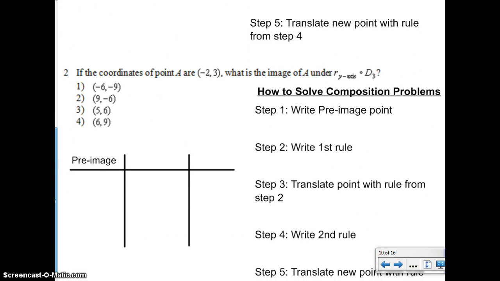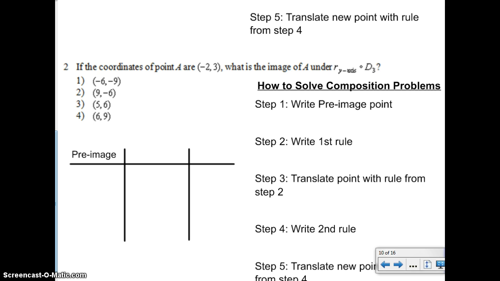Ooh, multiple choice. It says if the coordinates of point A are -2, 3, what is the image of A under a reflection in the y-axis and a dilation of 3? So step 1 is still writing the pre-image. The pre-image is what they gave us in the beginning. So it's -2, 3. Step 2 says write the first rule. So which one is the first rule? Is it the reflection in the y-axis, or is it the dilation of 3?